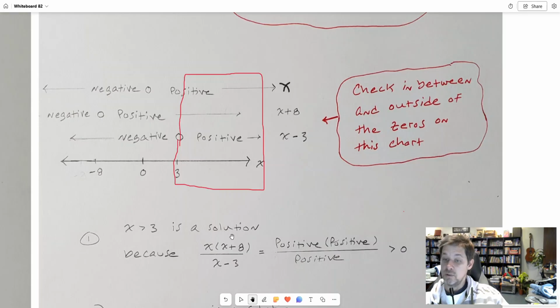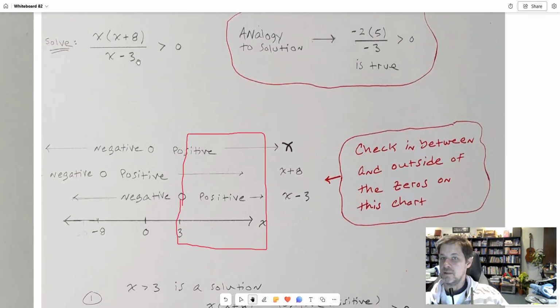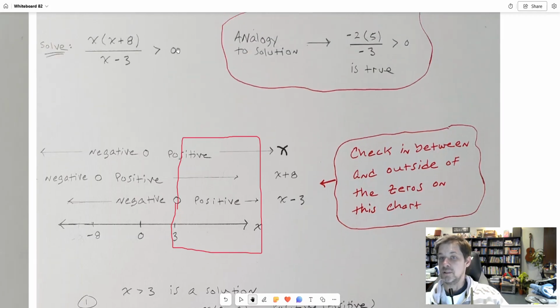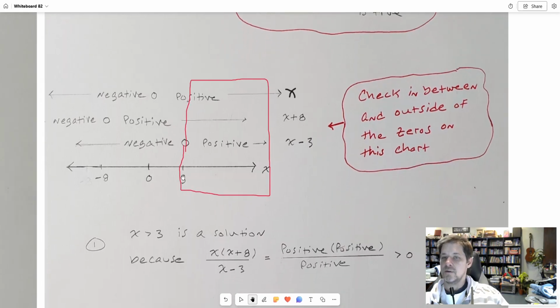It's going to work because that expression that I'm given to start with, this right here, will turn out to be a positive number times another positive number, divided by a positive number, and that's greater than 0, and that is what is a solution to this. Okay? Now we'll have to look at every piece of this and see if that same thing happens. We'll have to look at 0 to 3, and negative 8 to 0, and negative infinity to negative 8.